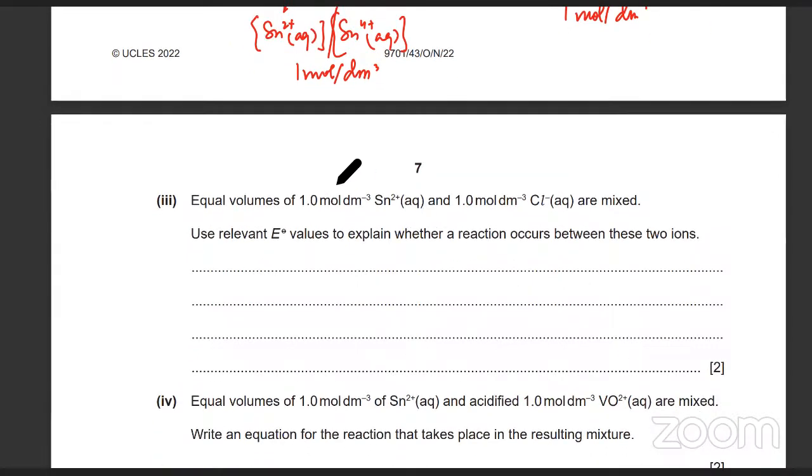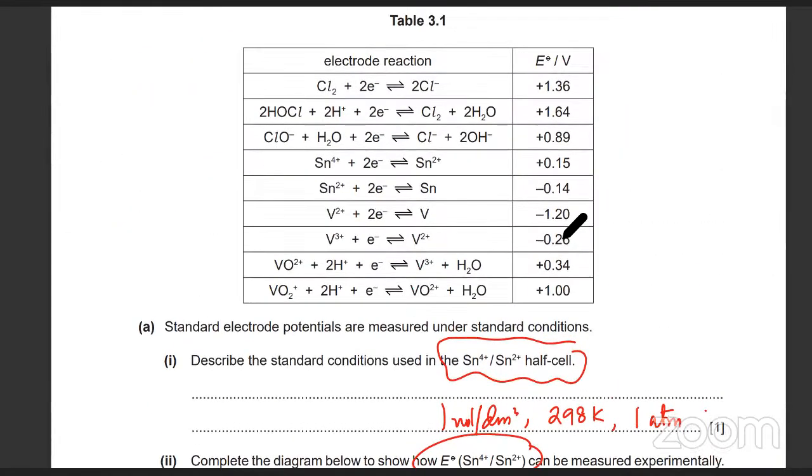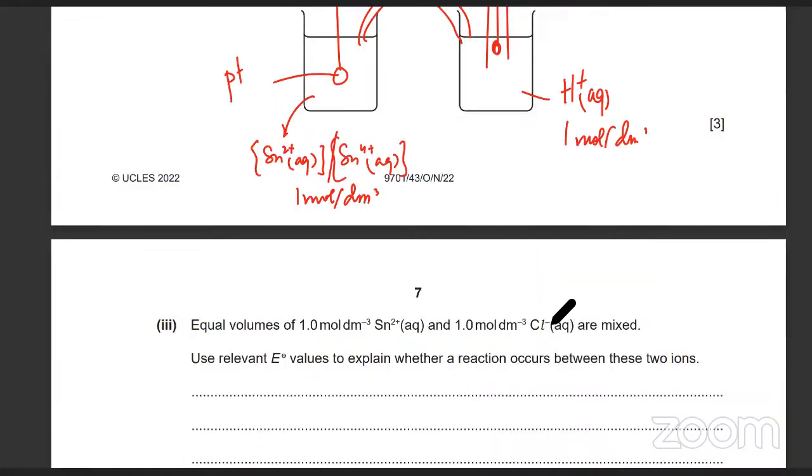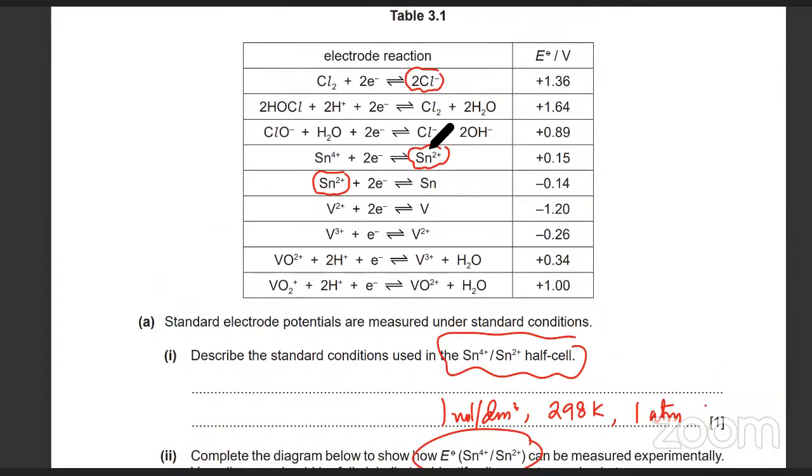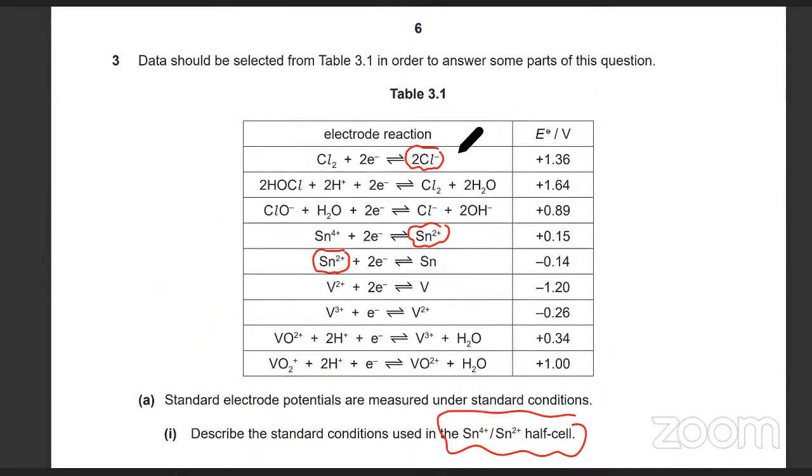As equal volumes of 1 mole per dm cube Sn2+ and 1 mole per dm cube chloride ions are mixed, use relevant E0 values to explain whether a reaction occurs between these two ions. So will there be a reaction between these two ions? Sn2+ is over here, and Cl minus here. So the question is, will there be a reaction or will there not be a reaction?